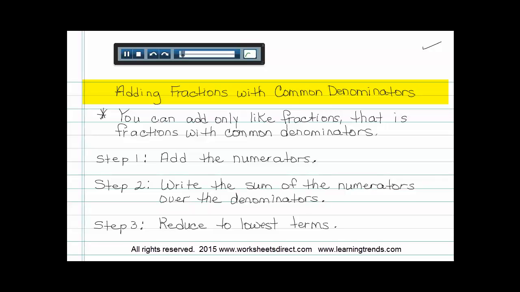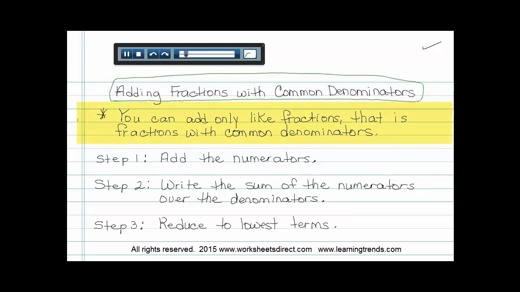In this lesson, we're going to take a look at adding fractions with common denominators. That is the focus on this particular segment. A couple of things to keep in mind. The first thing is that when you add fractions, you have to have common denominators. That's the first thing to keep in mind.